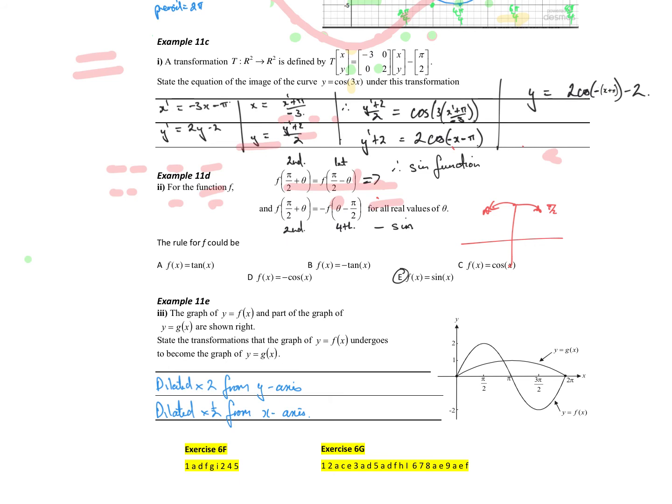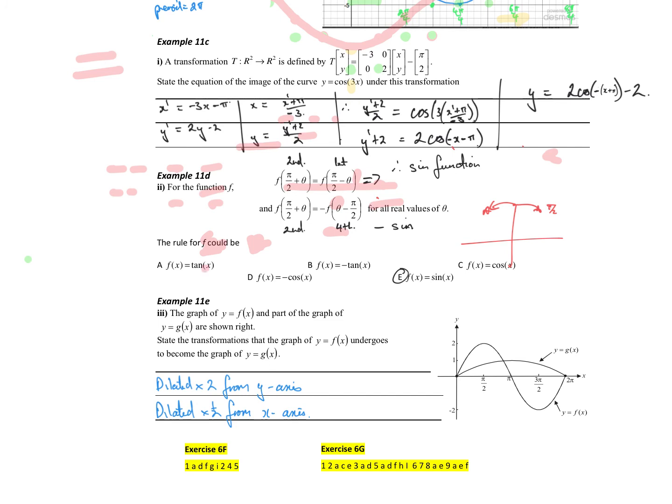So if we consider pi on 2 plus theta, that's in the second quadrant. Pi on 2 minus theta is in the first quadrant. So the signs have to be the same. So the only function that has the same sign in the first and second quadrant is the sine function. Okay, so that's where I'm thinking at the moment.